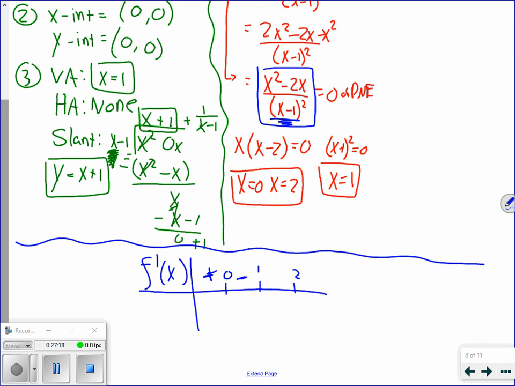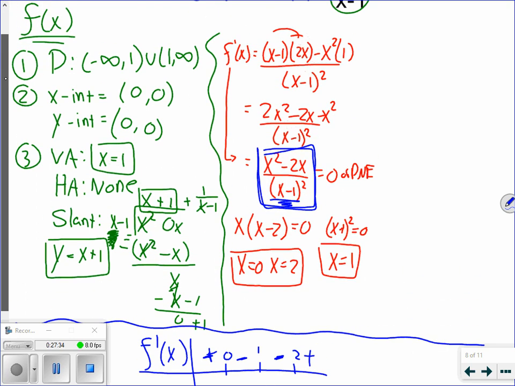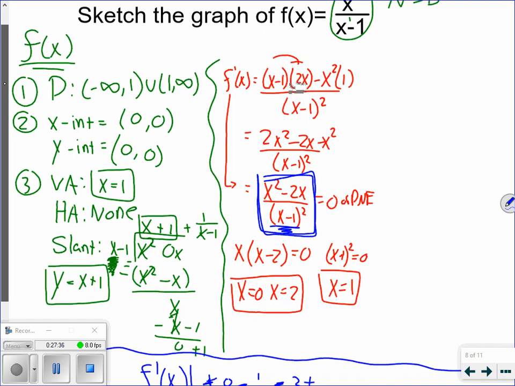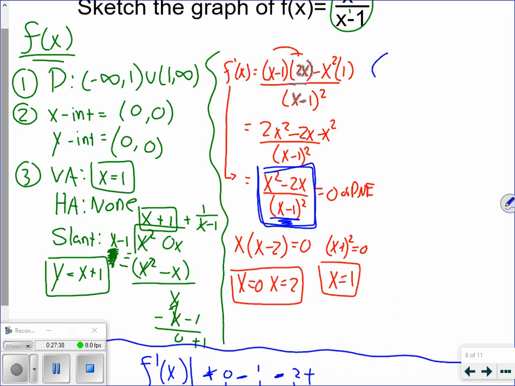If I plug in -0.5 or +0.5, I get a negative number. And anything greater than 2 is going to be a positive number. Okay? And again, I was just testing points in this function here. So what I want to do now is do the same thing, but for the second derivative.